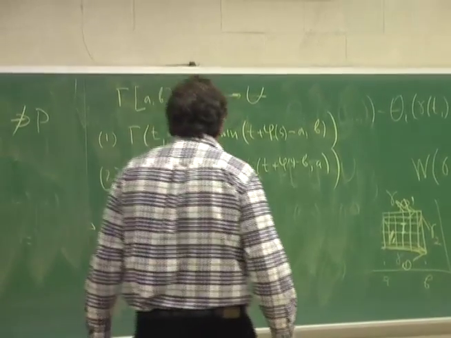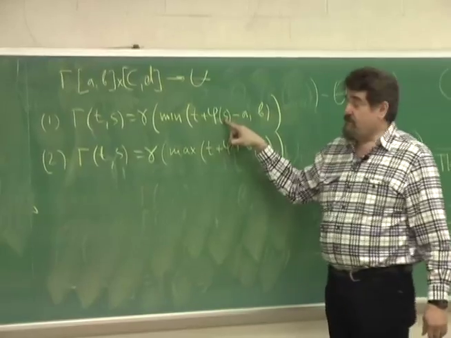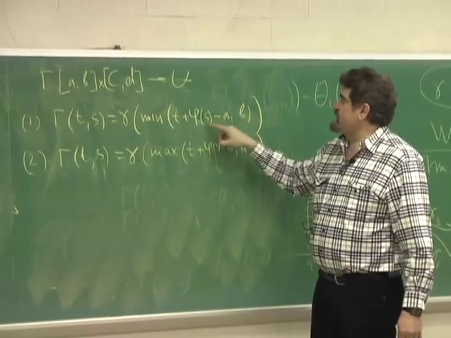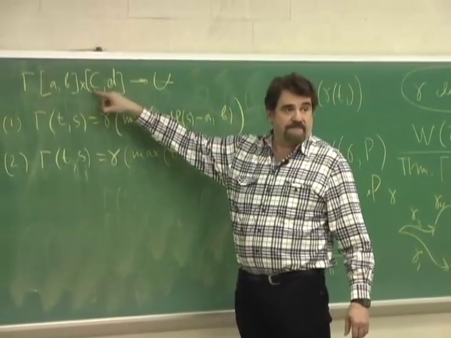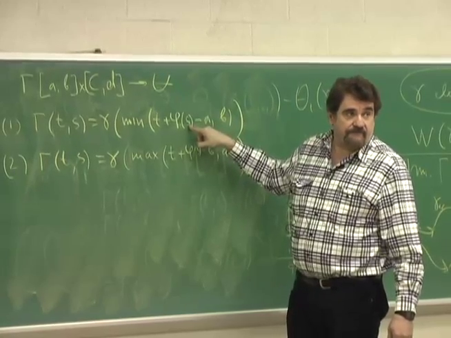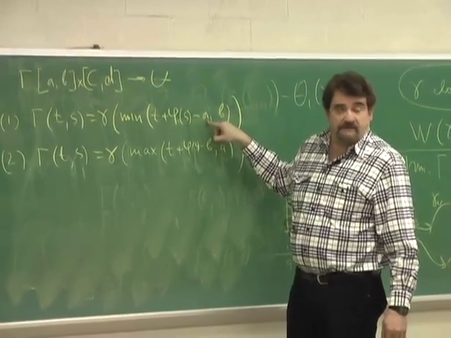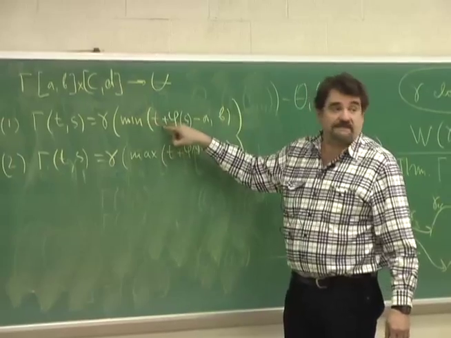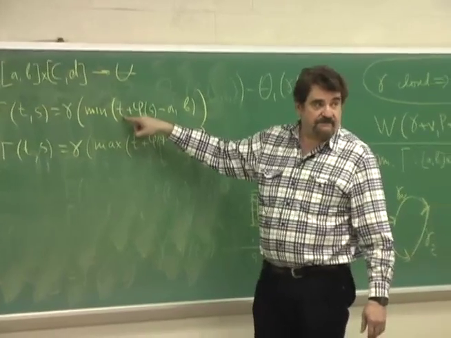For example, if S is 0, what do I get here? If S is C, phi of S is A. In this case, phi of C is A. So T minus A, and T is between A and B. So the minimum is T. So I get exactly my curve. Correct?